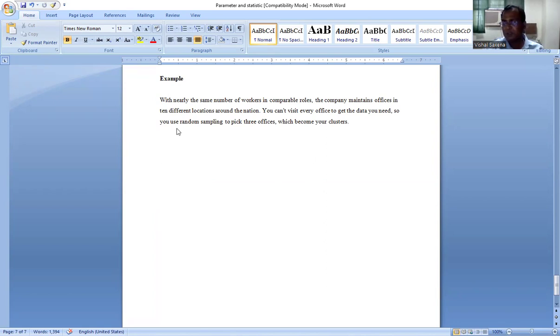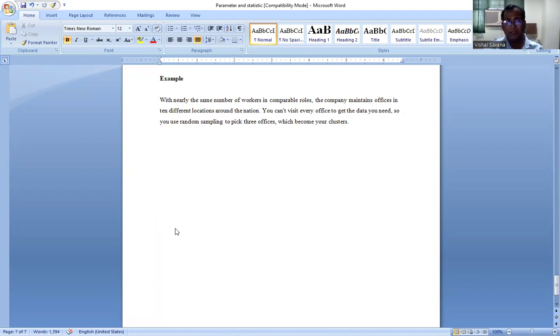So you use random sampling to pick any three of the offices, which become your clusters. In this way the clusters are selected, any three of the offices, and now one of the clusters can be taken as a sample, and this is the method of cluster sampling.